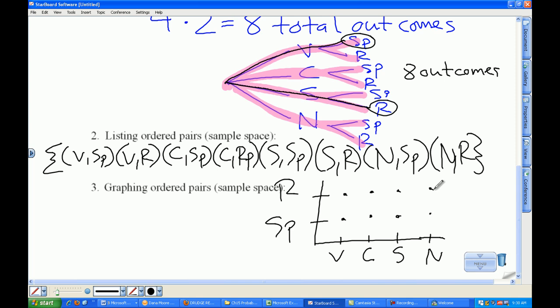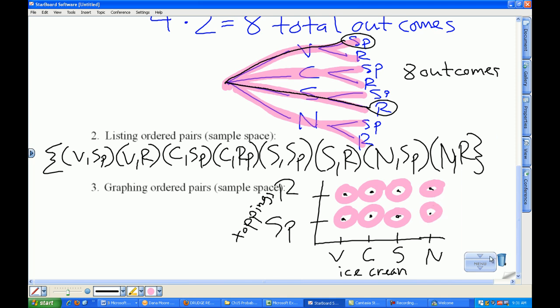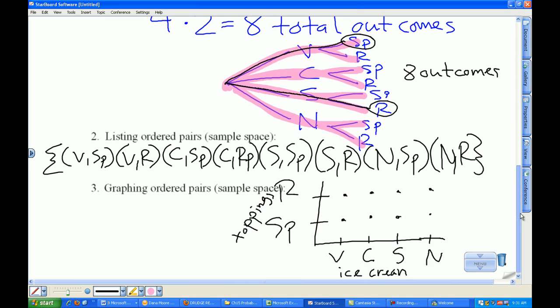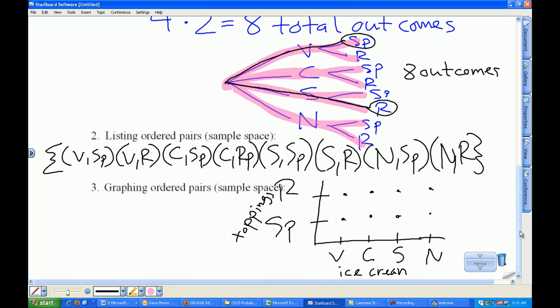So this is your graphing ordered pairs, and I'd have to of course label this. This would be ice cream, this would be toppings. So you're making like a little graph. It's kind of weird. You see them occasionally, but not very often. But once again, 1, 2, 3, 4, 5, 6, 7, and 8. 8 different outcomes. They're all listed there. Okay? So you have to have the ability to create a tree diagram, to list a sample space, and to do one of these delightful graphs.